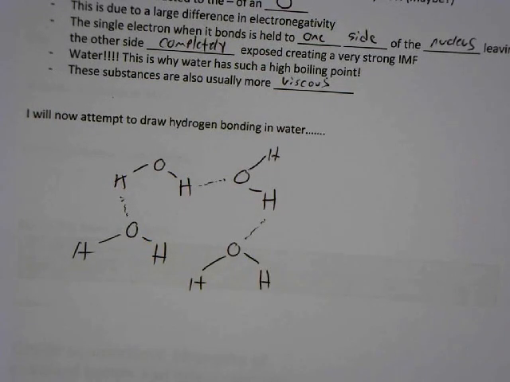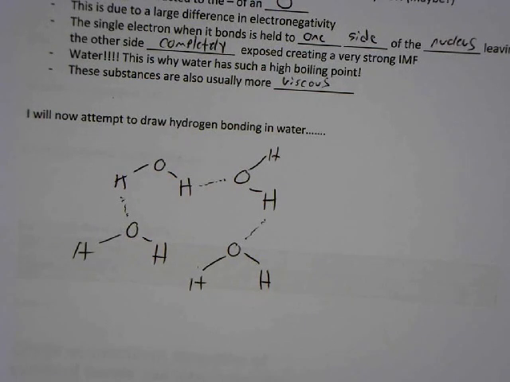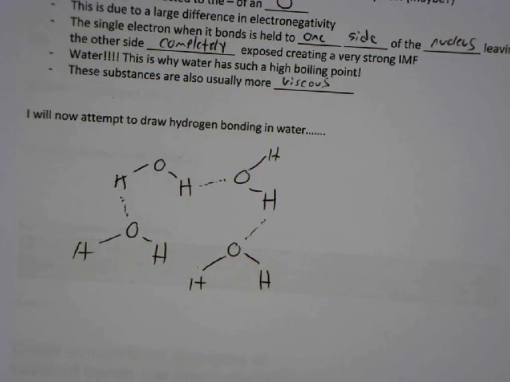I made it decent. And notice that I didn't draw bonds. I drew dots because these are just attractions, okay? And you can see that these are between molecules. Because water has what type of actual bonds? Covalent, right? But the attractions in between are hydrogen.